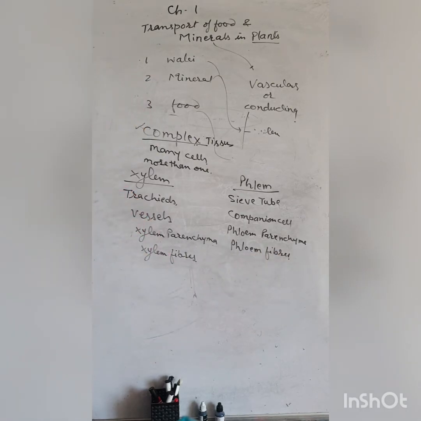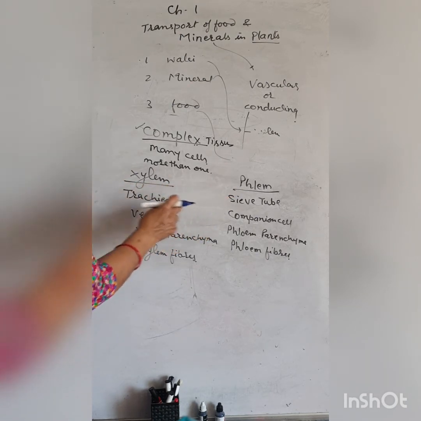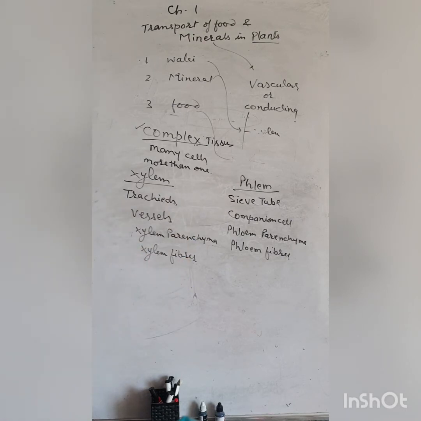Both are complex tissues. Both are made up of many types of cells. The xylem is made up of tracheids, vessels, xylem parenchyma, and xylem fibers. The xylem has tracheids and vessels.